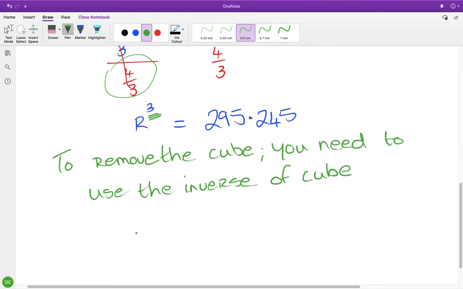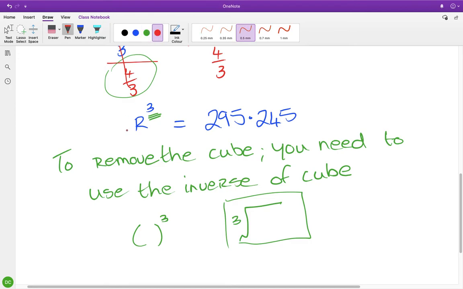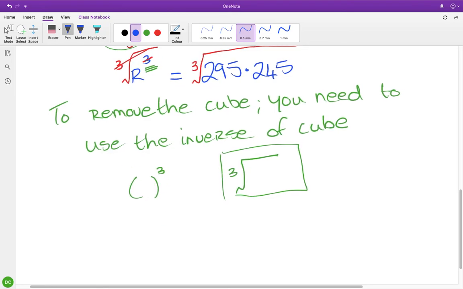If you have anything cubed, the opposite or the inverse of that is what's called the cubed root. You'll find that button on your calculator. So if I want to get rid of a cube, I use a cubed root. Because the cubed root and the cube are inverses, they will cancel each other out. But in maths, it always has to be balanced. So if I take the cubed root of the left, I have to take the cube root of the right. So all that's left on the left is r, which is what I wanted. I wanted it isolated.